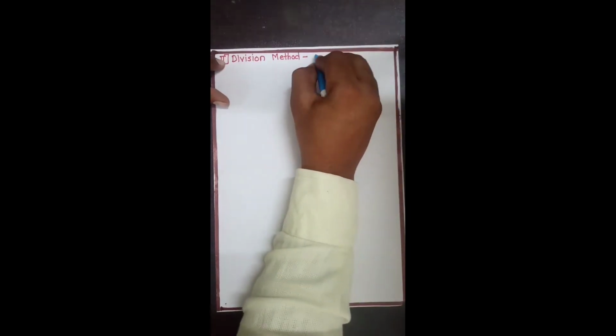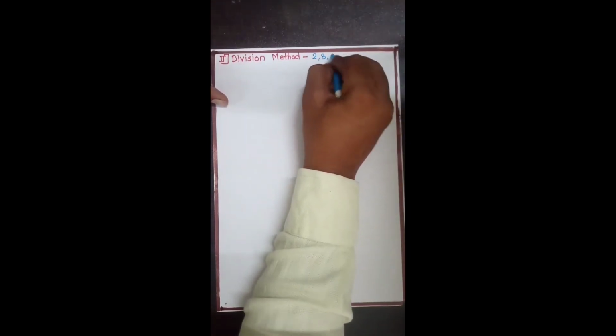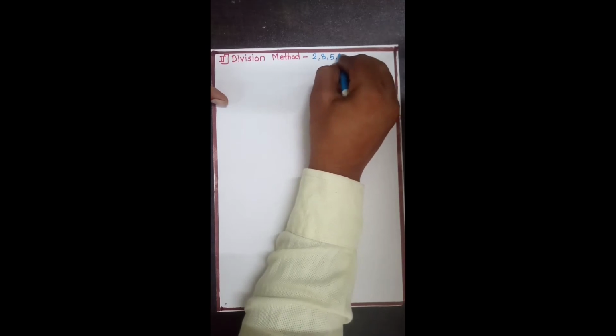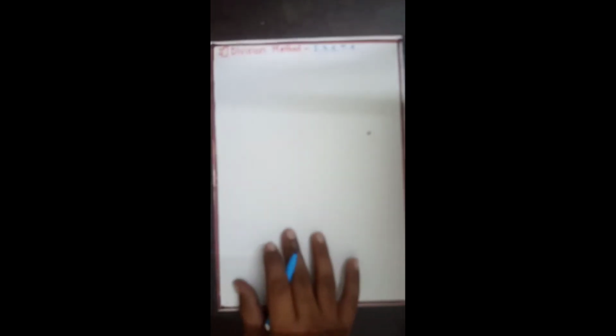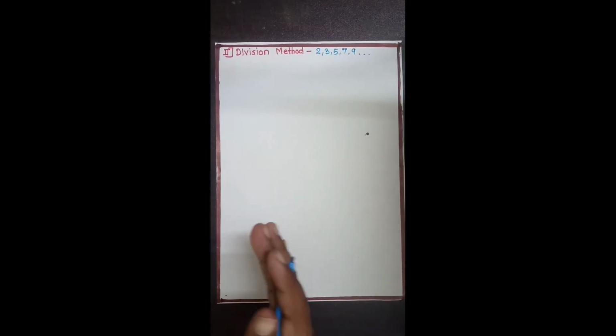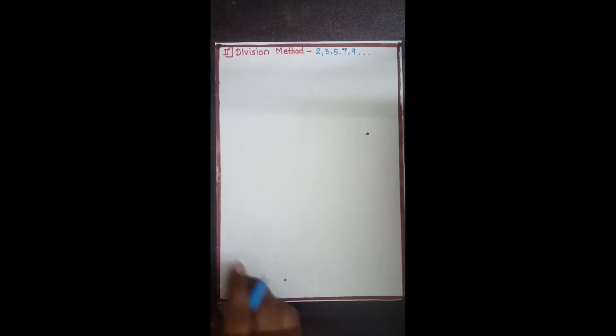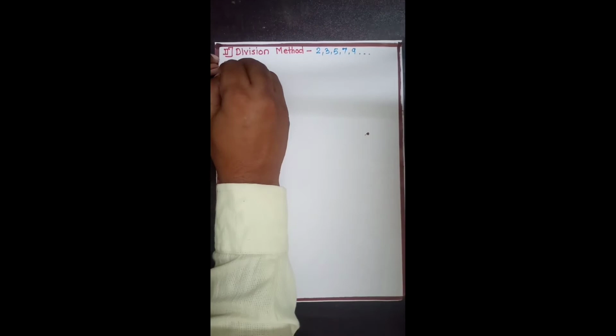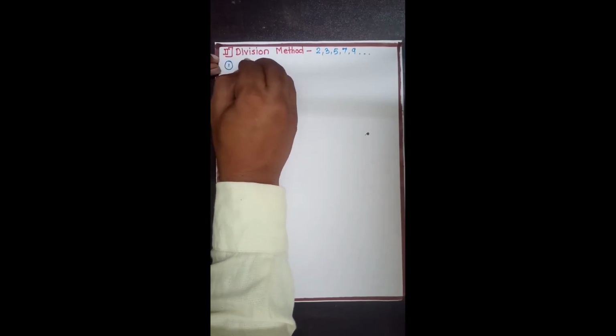Okay, so you should know the test of divisibility of all prime numbers. That is, you should know the test of divisibility by 2, 3, then 5, 7, 9 and so on. Because here we are just going to use which numbers? Prime numbers. So first of all, we are going to check whether the number is divisible by 2, 3, 5, 7 and so on.